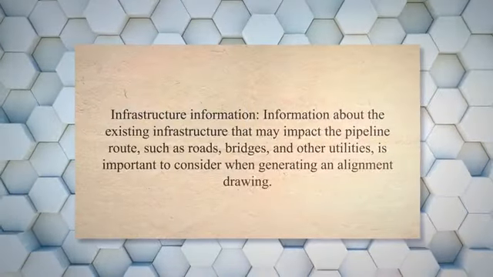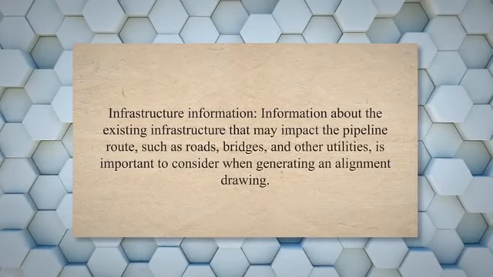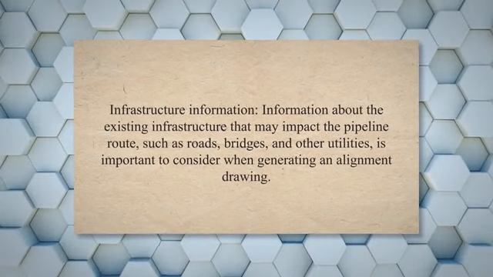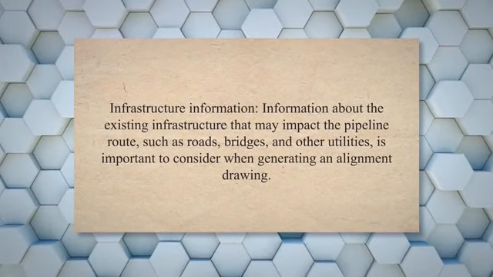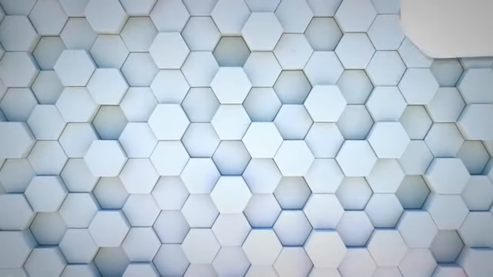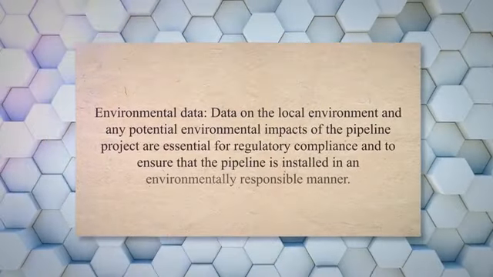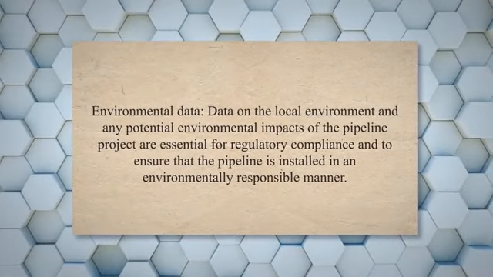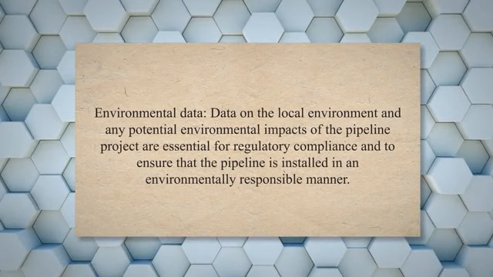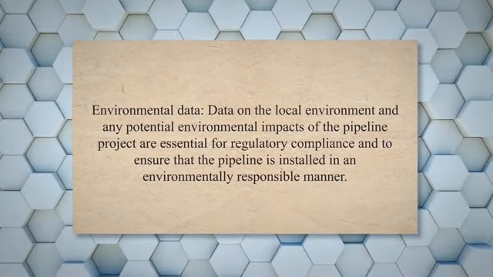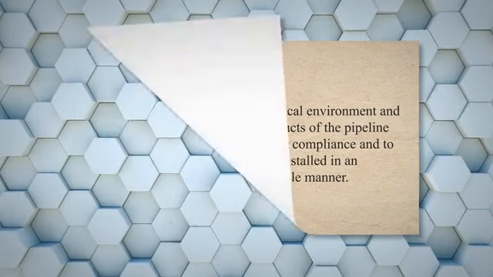This includes data on terrain, vegetation, waterways, and any other relevant features. Infrastructure information. Information about the existing infrastructure that may impact the pipeline route, such as roads, bridges, and other utilities, is important to consider when generating an alignment drawing. Environmental data. Data on the local environment and any potential environmental impacts of the pipeline project are essential for regulatory compliance and to ensure that the pipeline is installed in an environmentally responsible manner.